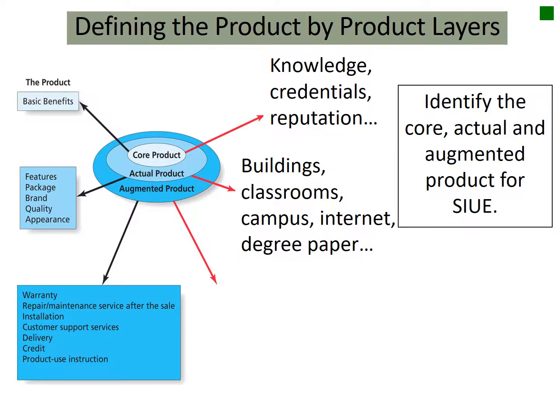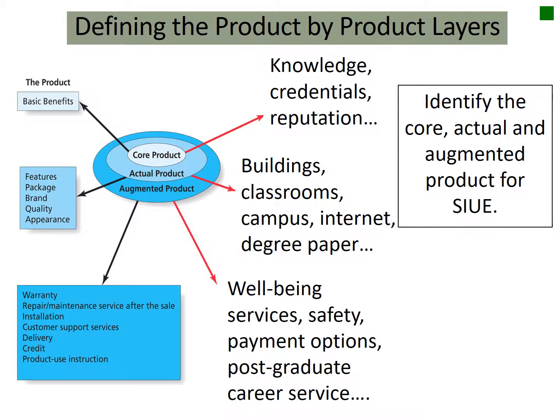be included as well. The augmented products that a university may offer would include a lot of services, again, that help the customers use the product better or make the product more efficient for them. So health services, well-being services, safety, different payment and financial offers and things of that nature, career services. Those are all augmented services that help the student in this case. Actually, it enhances their experience with the core product of knowledge, credentials, and reputation.